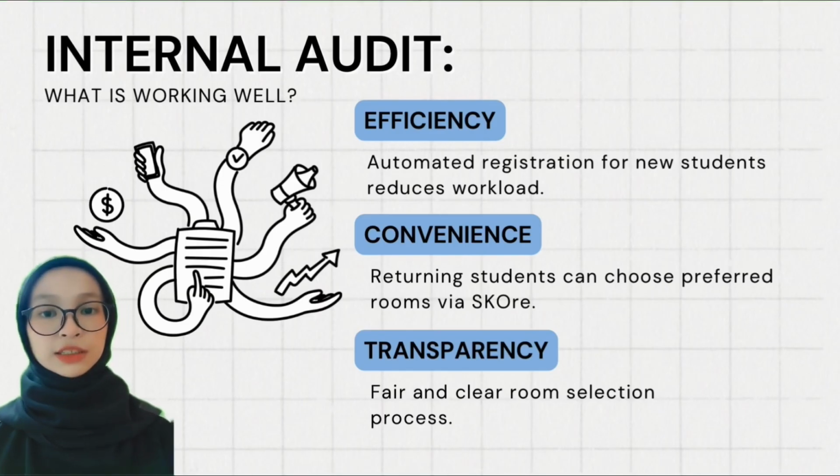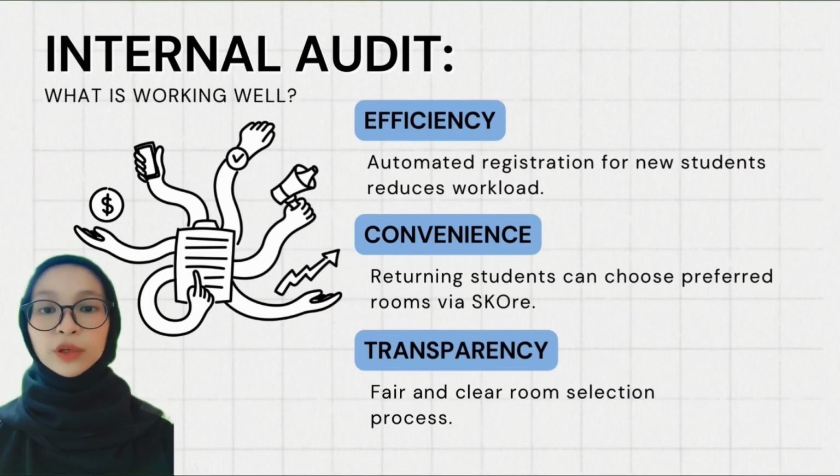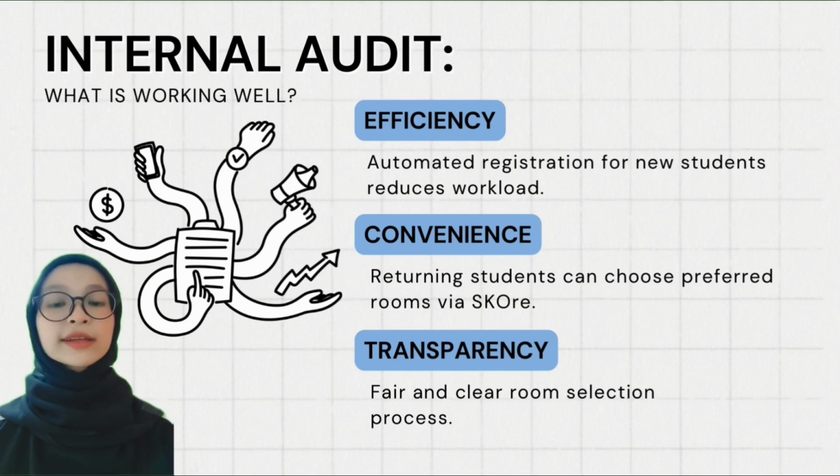For convenience, dual systems ensure that registration and room selection are completed in separate, focused stages, reducing system overload. For transparency, returning students can actively choose their preferred room, making the process fair and clear.